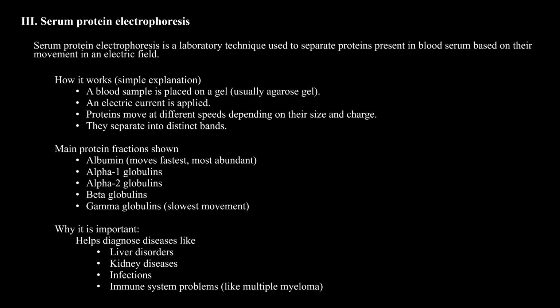distinct bands. The main protein fractions shown are albumin, alpha 1 globulin, alpha 2 globulin, beta globulin, and gamma globulin. It is important in helping diagnose disease: liver disorder, kidney disorder, infection, and immune system problems like multiple myeloma.